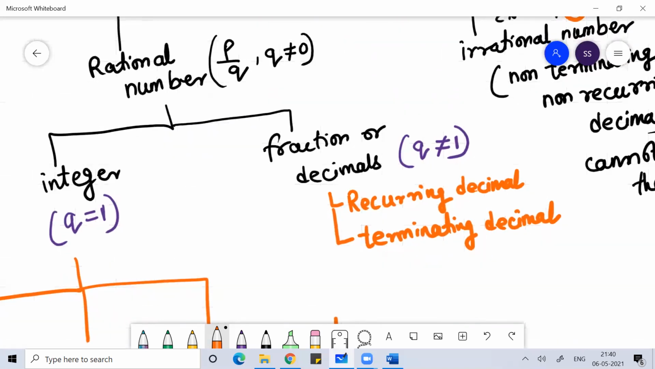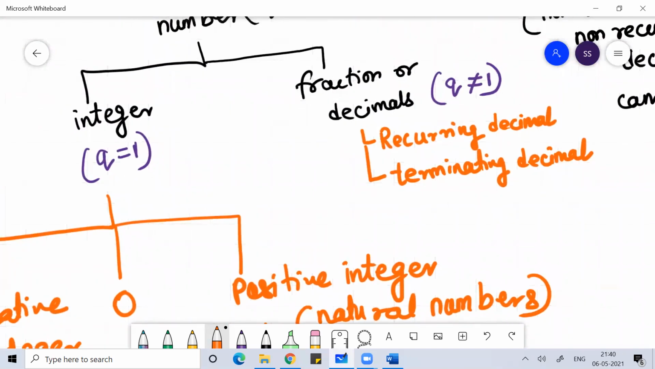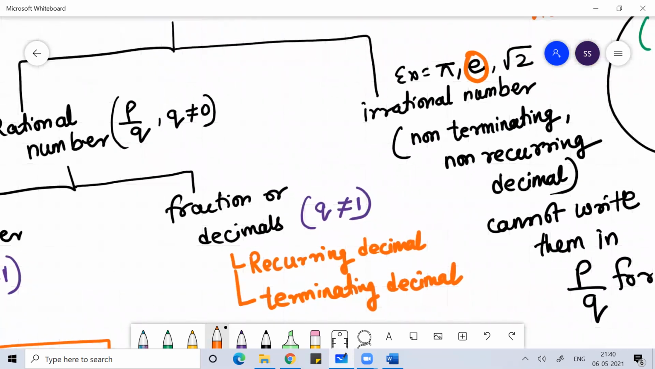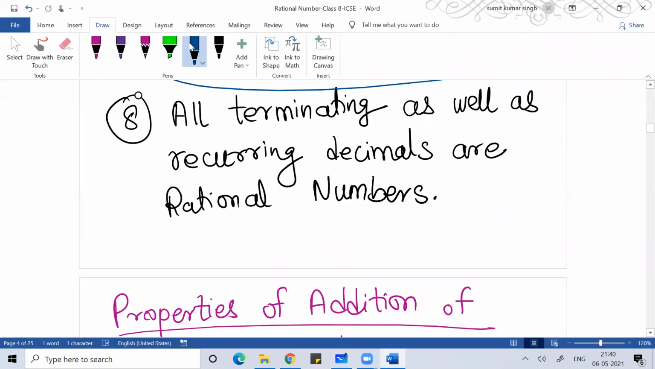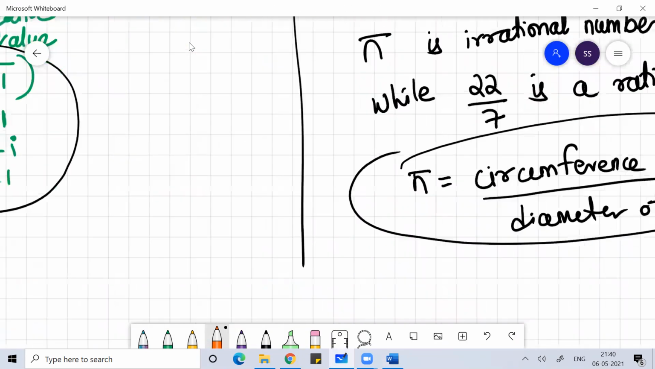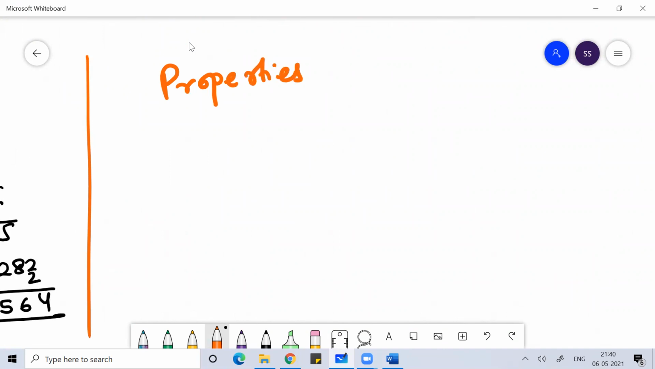So as we understand more and more, mathematics can be applied in real life. Here, when we talk about numbers, we talked about rational numbers and irrational numbers. We were talking about the properties of rational numbers.